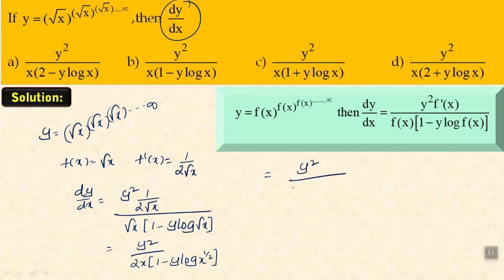This is equal to y square by 2x into 1 minus y into, here log x power n can be written as n into log x, so here 1 by 2 into log x. This is equal to y square by x into, multiplying by 2, 2 minus y into log x, here the 2 gets cancelled. Therefore, the answer is option A.